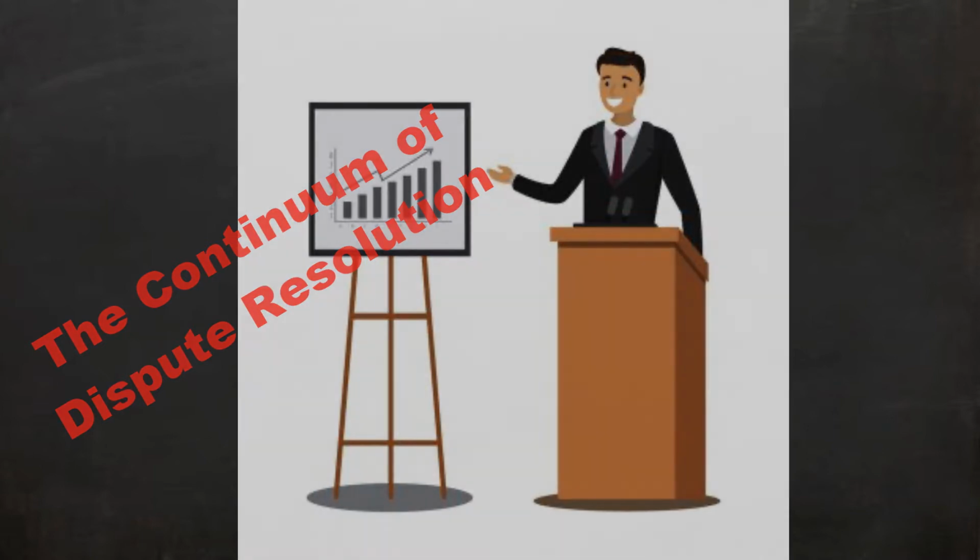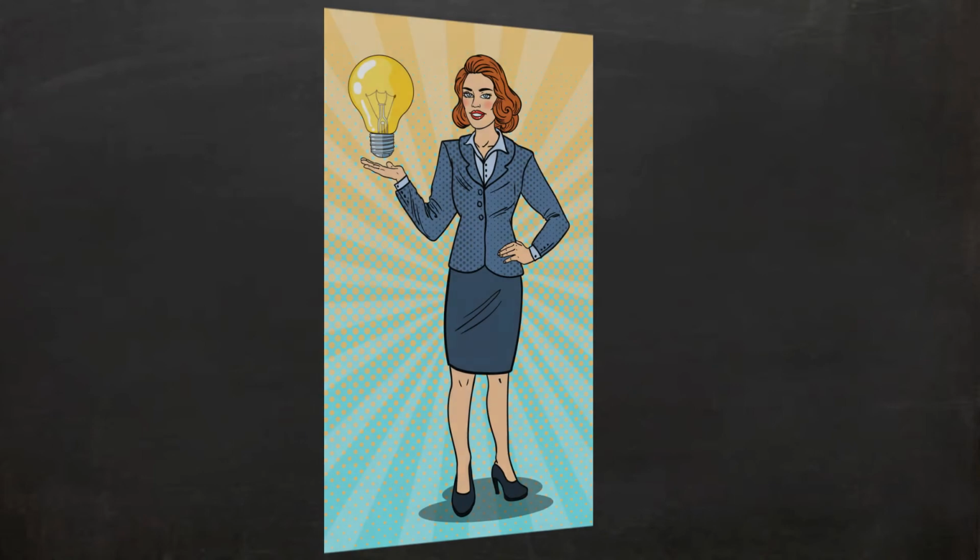A continuum is a straight line on which we will see where the different methods of dispute resolution like litigation, arbitration, mediation and conciliation fall. That will decide the properties of all these methods of adjudication, and that will also give you a clear distinction among all these four terms. After watching this video you won't have any confusion regarding any of these methods of dispute resolution.